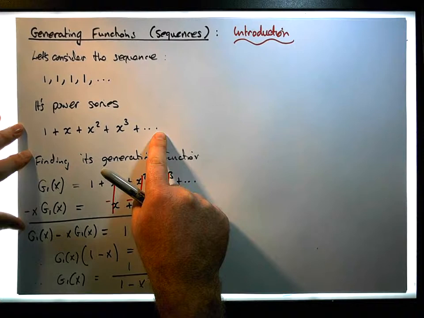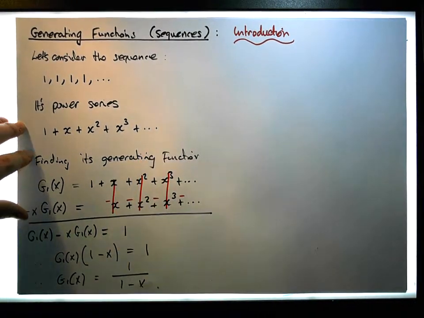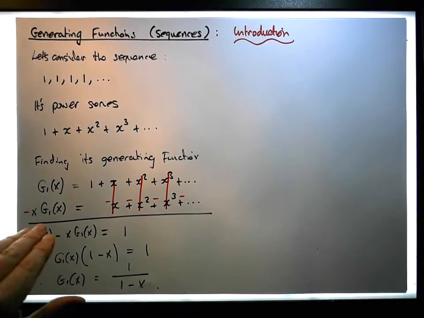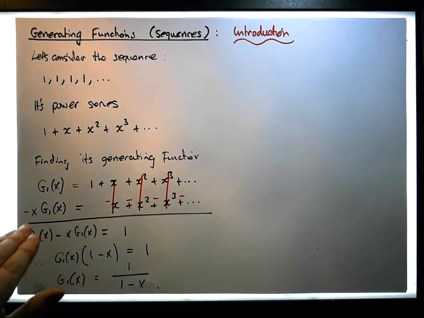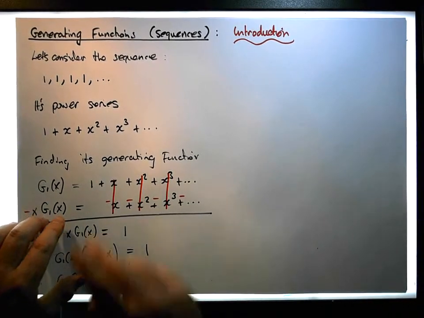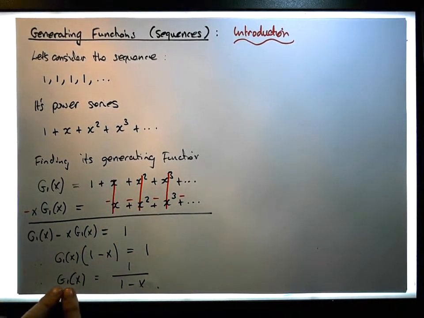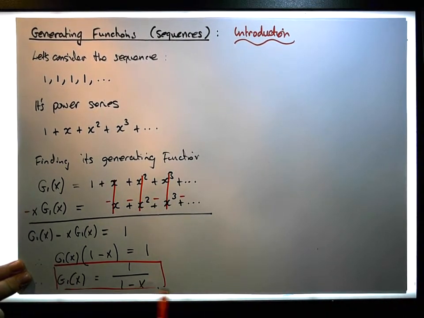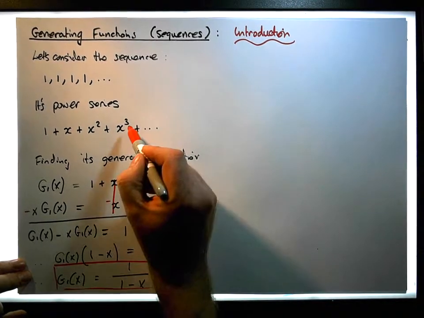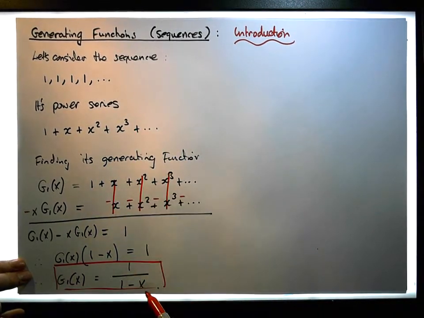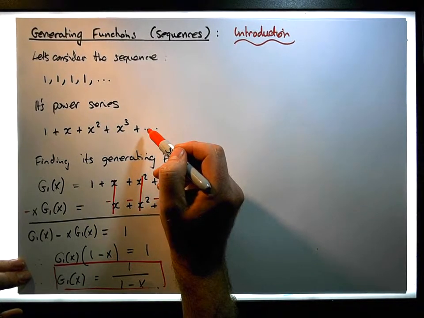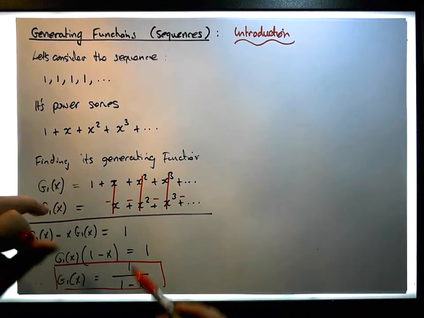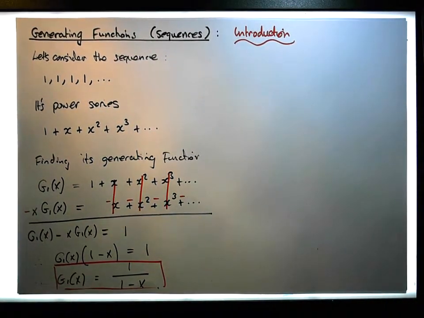And one trick that we can use to sum up a power series is to try to figure out whether multiplying the power series by another factor allows us to cancel out terms. And you can see that happening here. So effectively, this function is the generating function for that particular power series, and this power series encodes that sequence. So there's a relationship now between this sequence and this generating function.